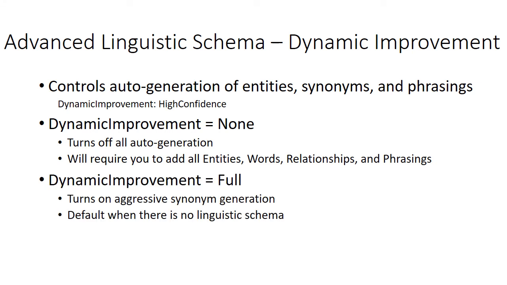At the other extreme, if you set dynamic improvement to full, this will instruct Q&A's auto-generation heuristics to be aggressive about adding synonyms and phrasings that seem at least somewhat plausible for the model. Note that this is the default mode if you have never added synonyms or otherwise modified the linguistic schema in your model.